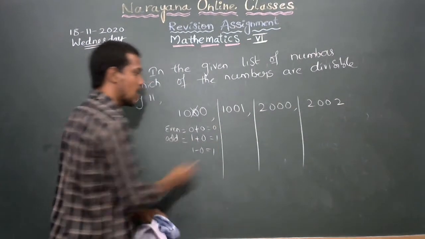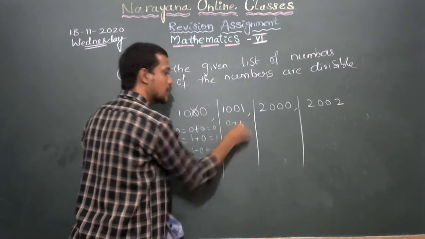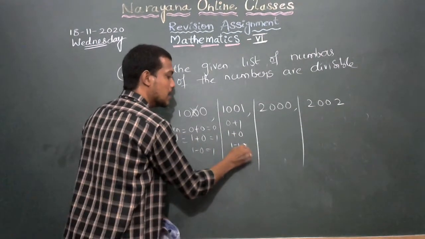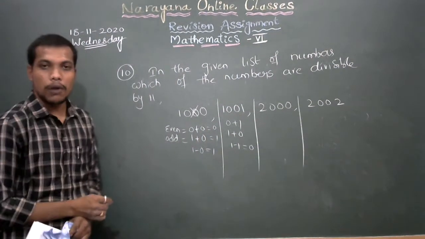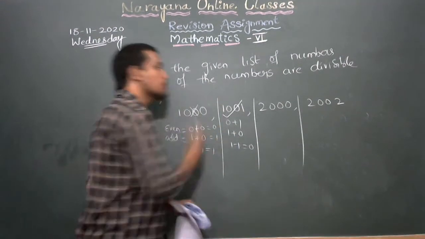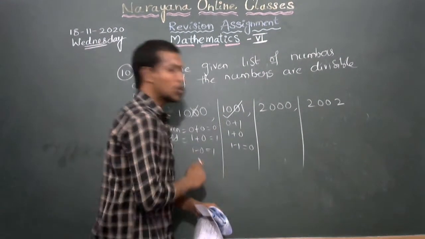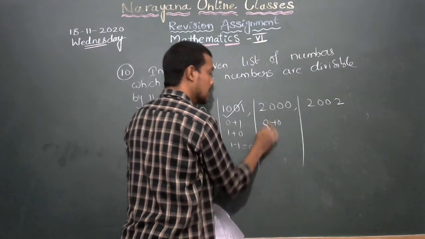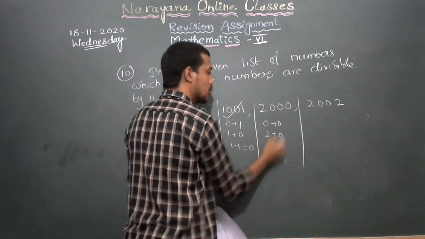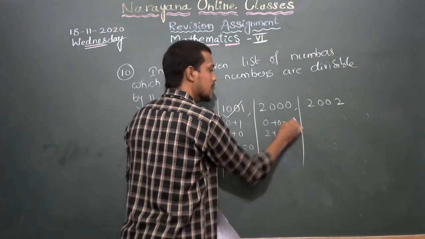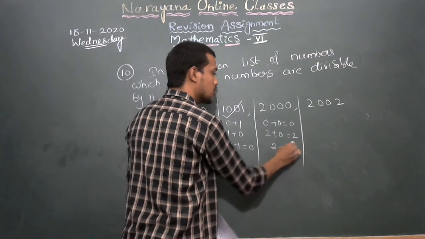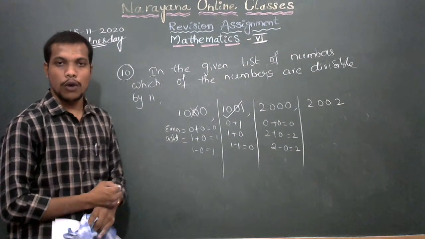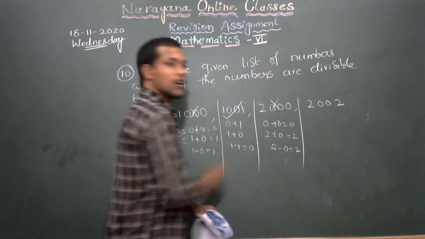Now 1001. Even places means 0 plus 1. Odd places means 1 plus 0. Now 1 minus 1 means 0. Is 0 divisible by 11? Yes, it is divisible by 11. Now move to 2000. Same: 0 plus 0, 2 plus 0, which is equal to 0 here and 2 here. 2 minus 0 means 2. Is 2 divisible by 11? Wrong. It is not divisible by 11. So this is also wrong.